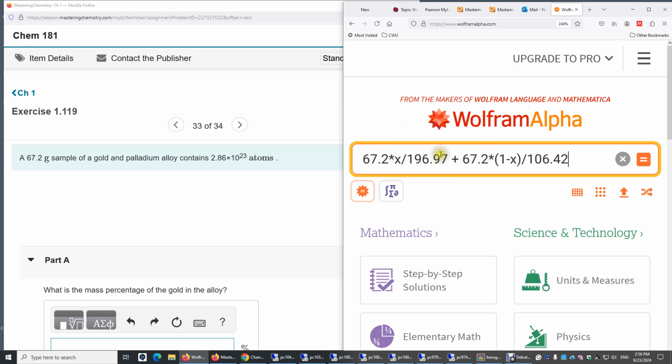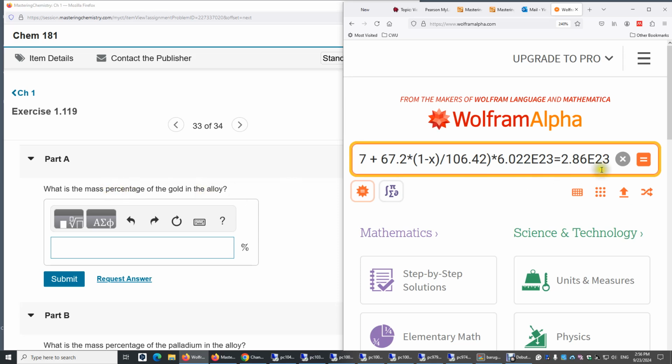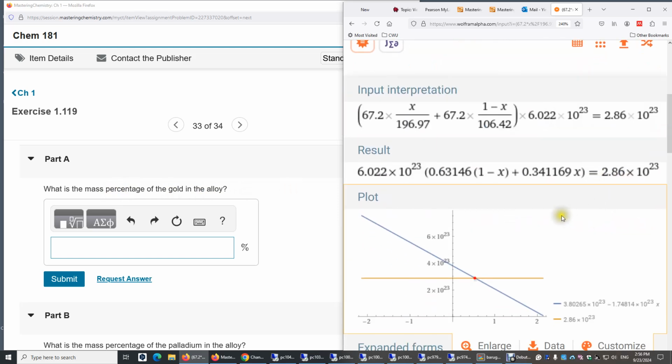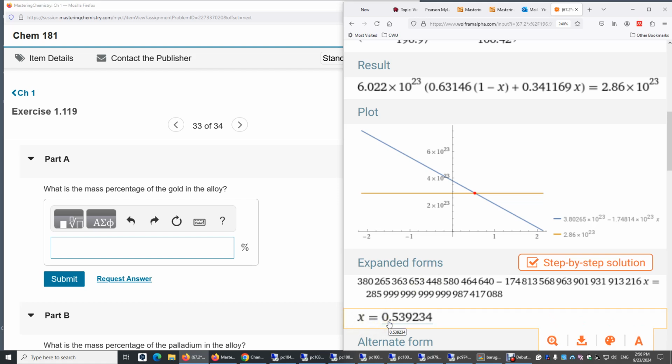Now we have the moles of gold, the moles of palladium. Together, we multiply this by the Avogadro constant. And then we will have an equation. We solve this equation. We get X, and X is the mass percentage of the gold. Alright, let's look at this equation, and we'll solve for X. X is 0.539, so it's going to be 53.9%.